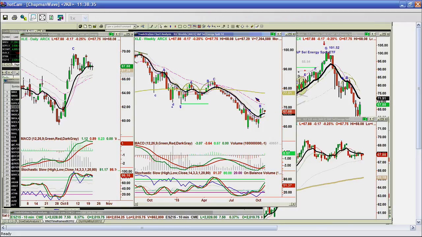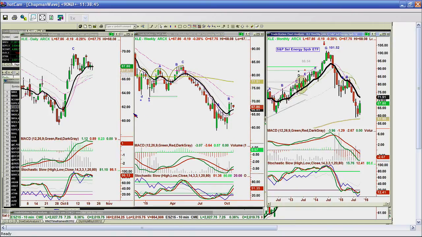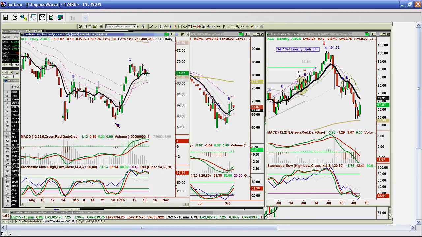So let's just put this in perspective, folks. We're looking at the S&P Select Energy Spider ETF, which made a peak G at 101.52 and plummeted down to the 58-ish level just recently. And now it's having a fantastic single leg A up, even though it's leg C. This is the same characteristic that I'm looking at in the other indices. So what we're looking at here is the characteristic from the 29th of September in this XLE daily chart. It never had a single peak until it went to the high of 69.67. Then it pulls back and it's gone in a sideways pattern.